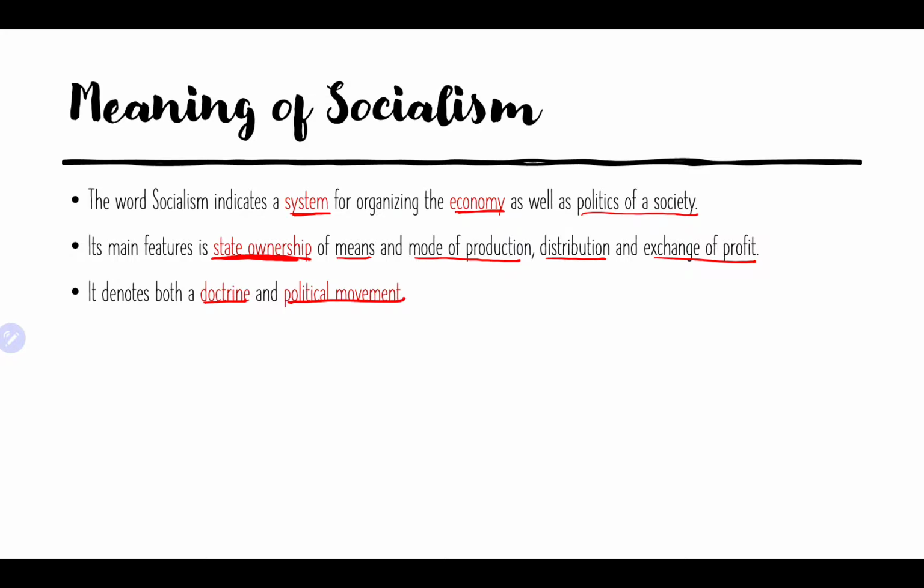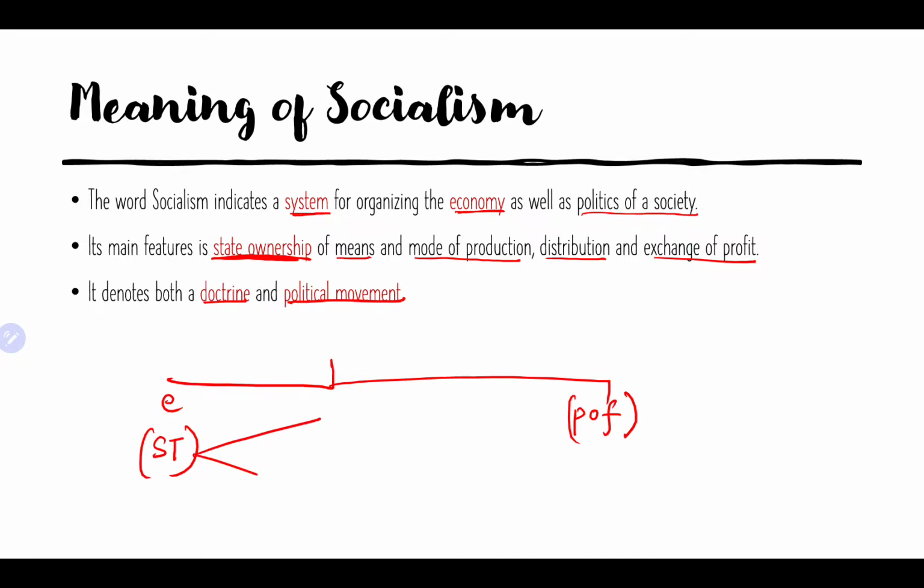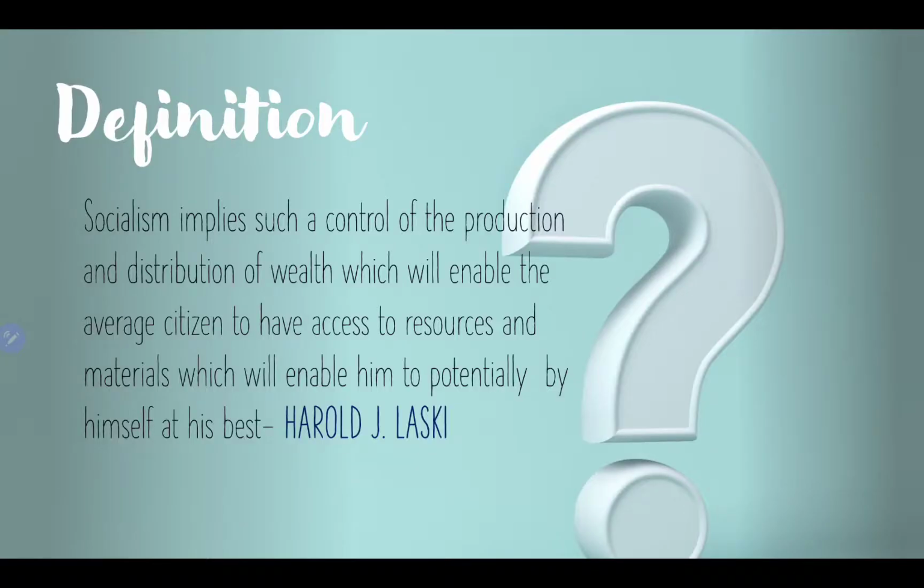Now the meaning of socialism indicates that it is a system of organizing the economy as well as the politics of society. The main feature is state ownership, that the state is the main agency for looking after the means and mode of production, distribution and exchange of profit. Totally it should be in the hands of the state, and it denotes both a doctrine as well as a political movement. So now let's talk about the definition.